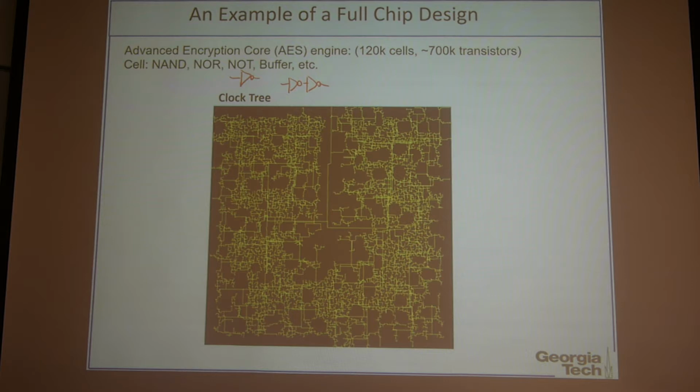And in total, you may have 700,000 transistors in this chip. So you need interconnect to route the clock to those cells.